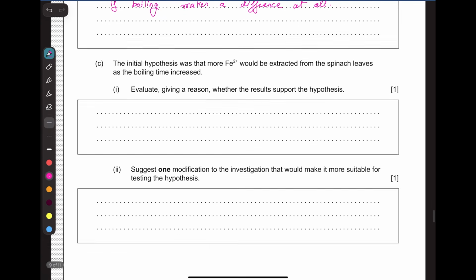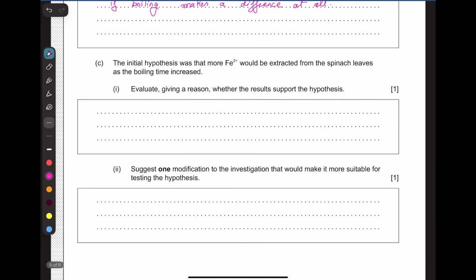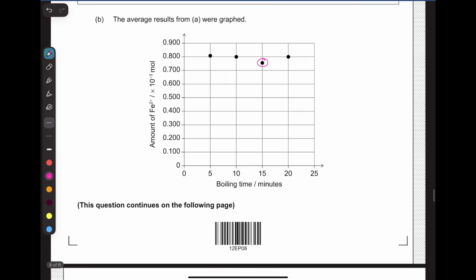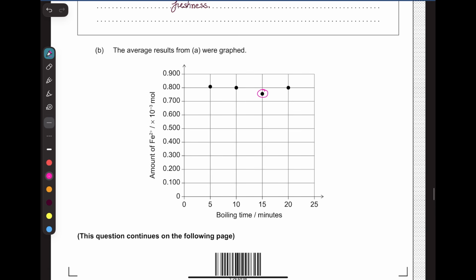Next, the initial hypothesis was that more Fe2+ would be extracted from spinach leaves as boiling time increased. Evaluate, giving a reason, whether the results support the hypothesis. The results do not support the hypothesis, right? Because there is no increase in the Fe2+ concentration. The Fe2+ concentration remains the same. It dipped at 15 minutes. That is probably a human error, but it remains the same.